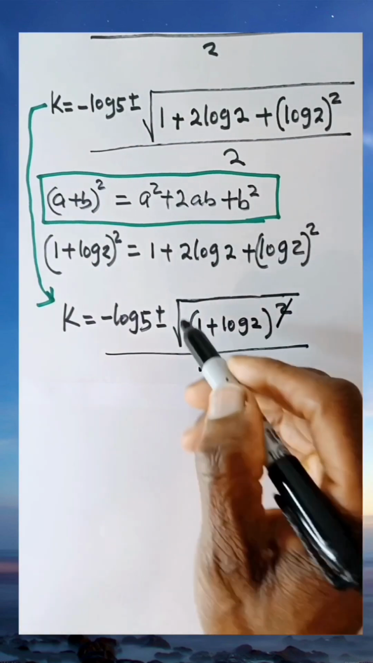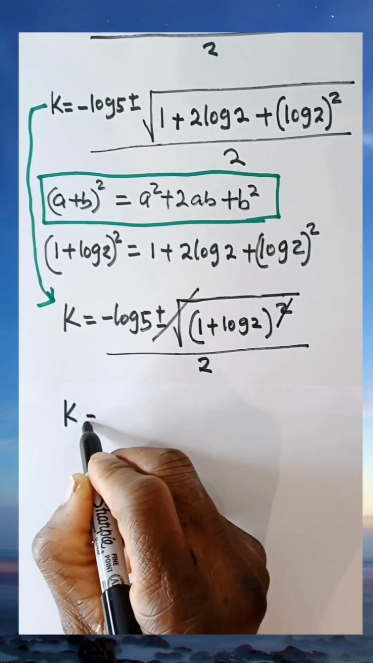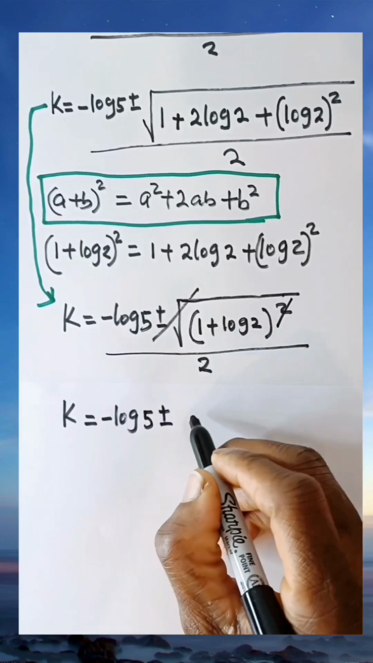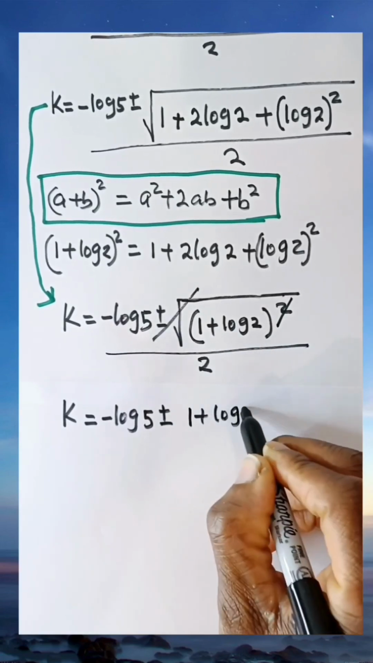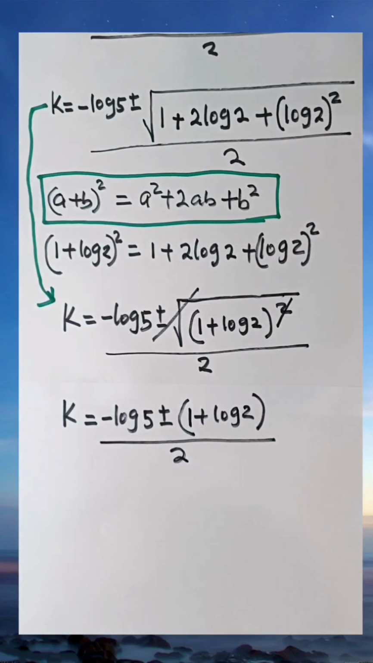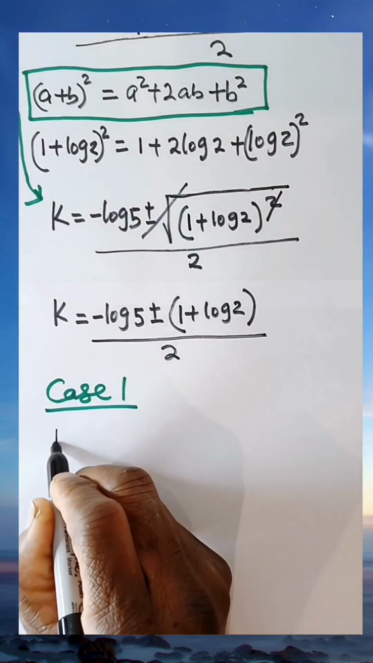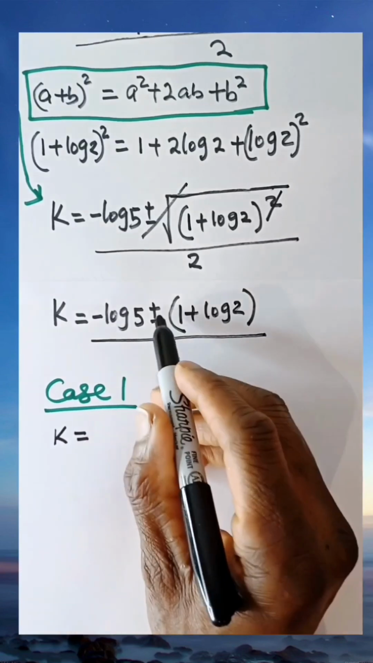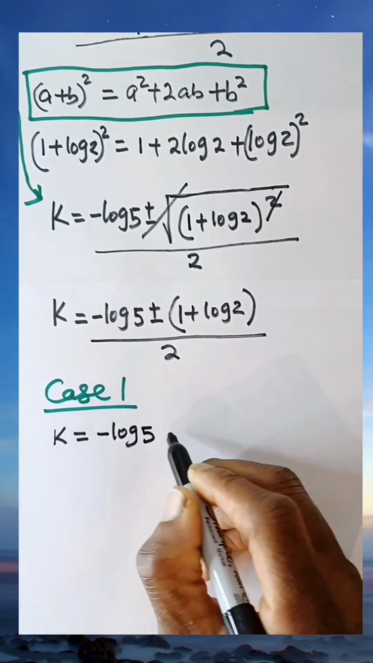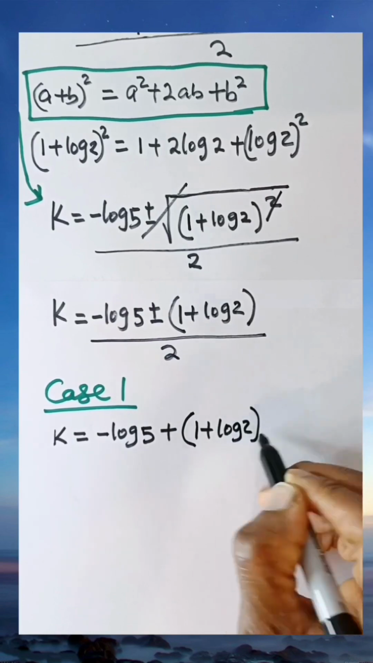This power of 2 will cancel out this square root radical. So we will have K is equal to minus log 5 plus or minus 1 plus log 2, divided by 2. All right, we are going to have two cases because of this plus and minus. Case 1, we have that K is equal to, we will consider the positive first. So we have minus log 5 plus, open parenthesis, 1 plus log 2, divided by 2.